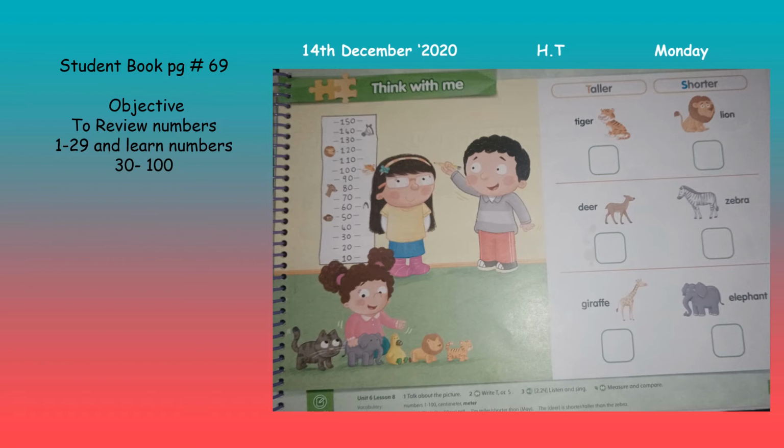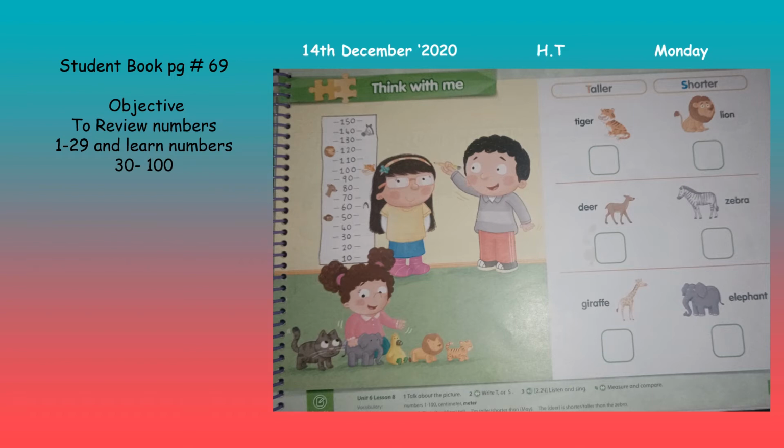Now look at the last pair. The last pair is of giraffe and elephant. Which one is taller? Giraffe is taller. So under the giraffe picture, you have to write just capital T, and the elephant is shorter than the giraffe. So you have to write capital S under the elephant picture in the box.